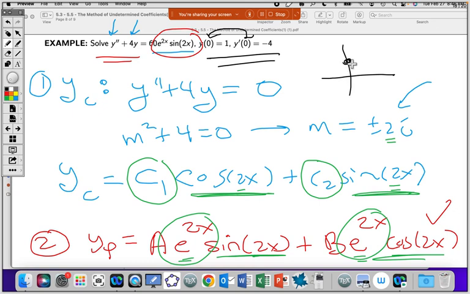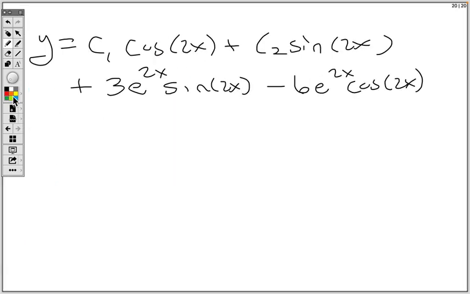y at 0 being 1 gives us the y-intercept of the curve. What's y prime at 0 being negative 4 telling us about? Yeah, that gives us the slope at 0. So that's a negative 4 slope. All right, so let's plug these in. y at 0 is 1.